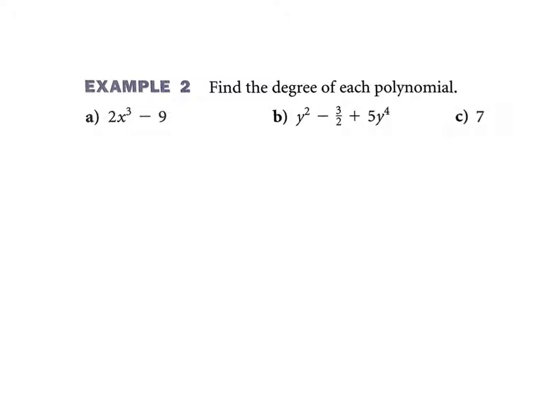So part A, the degree is 3. On part B, the degree is 4 because it's the largest exponent. Now C is kind of weird because there's no variable. And when there's no variable, the degree is 0 because it would be like x to the 0 power.